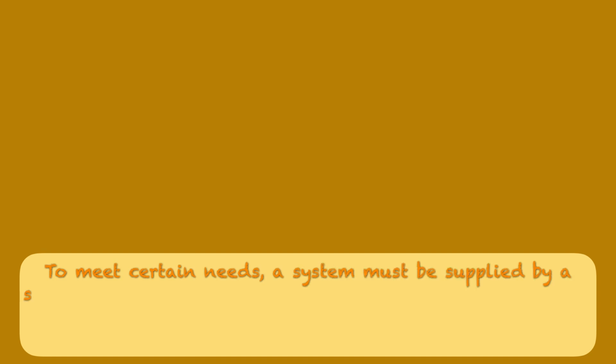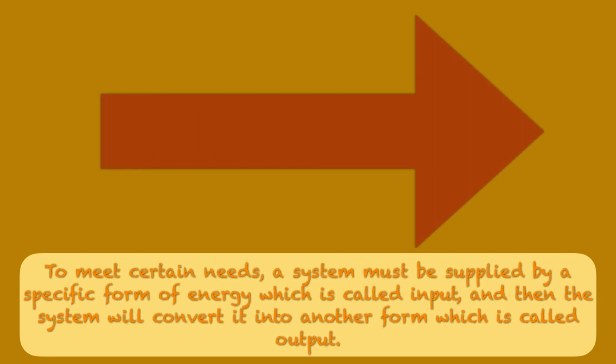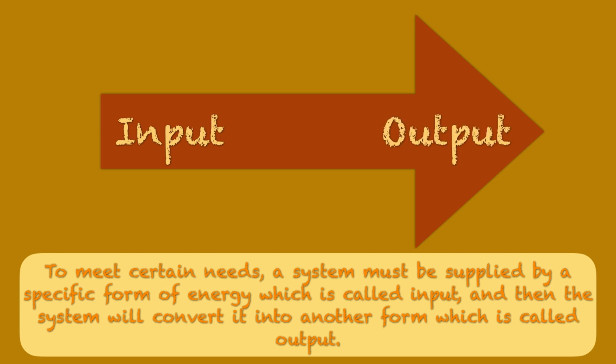In today's lesson, we're going to investigate different systems which transform energy from one form to another. To meet certain needs, a system must be supplied by a specific form of energy, which is called input, and then the system will convert it into another form, which is called output.